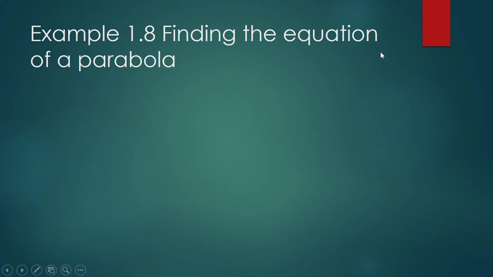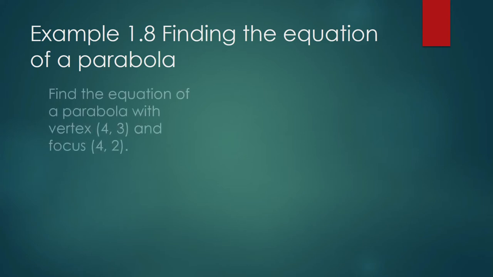So this is different. Before, we were given the equation, and we sketched the graph. Now, we are given the characteristics. Sometimes it's a graph, sometimes it's not. It can be information about the vertex and focus, and then from there, we write the equation. So what is the equation of the parabola with vertex (4, 3) and focus at (4, 2)?